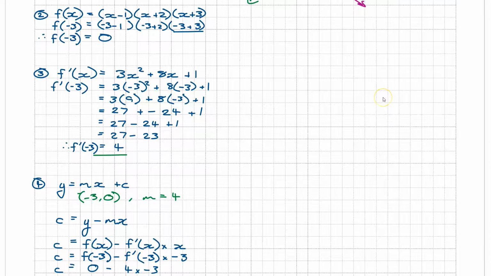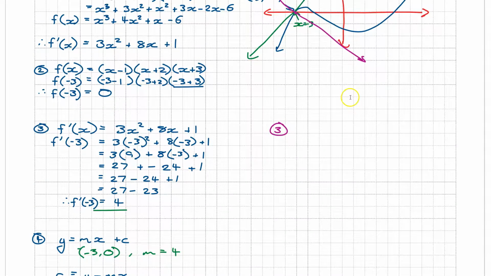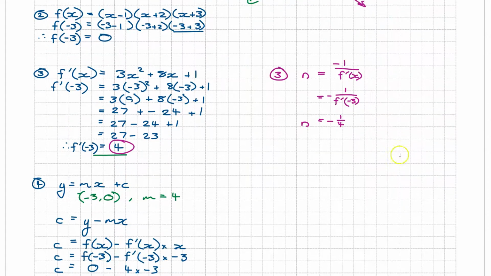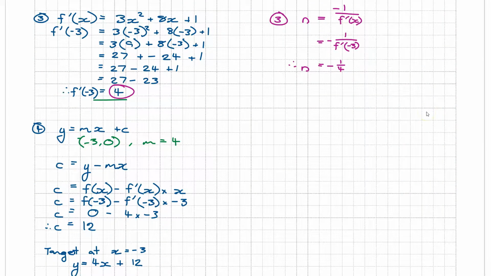So starting from, let's say, part 3, the normal gradient is going to be negative 1 over f'(x), where x is at negative 3, so negative 1 over f'(-3). In this case, because we've already got the calculation over here, we can simply go negative a quarter. That was pretty painless.